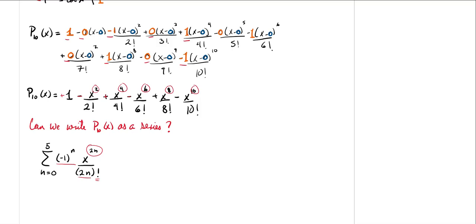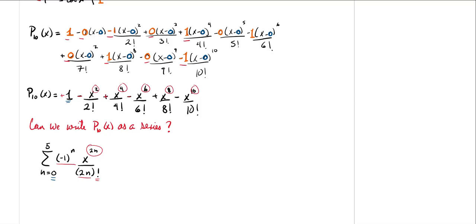We can always shift them around. So for this particular problem, I chose to start with n equals 0 because my first term had a 1, and I know that any number raised to the 0 is 1. So that's the main reason that I did it this way.